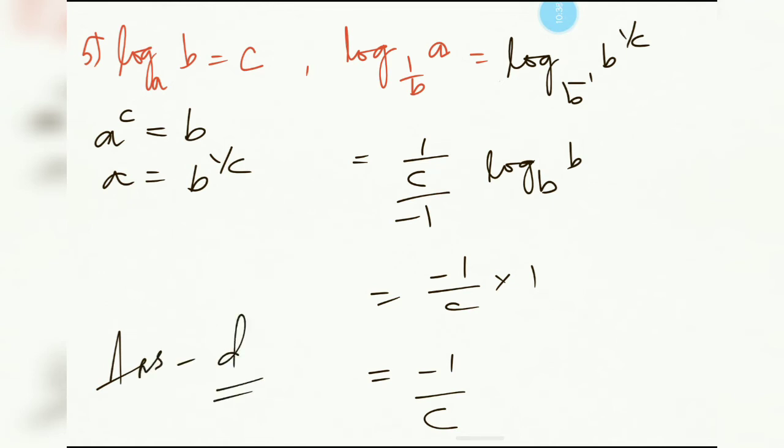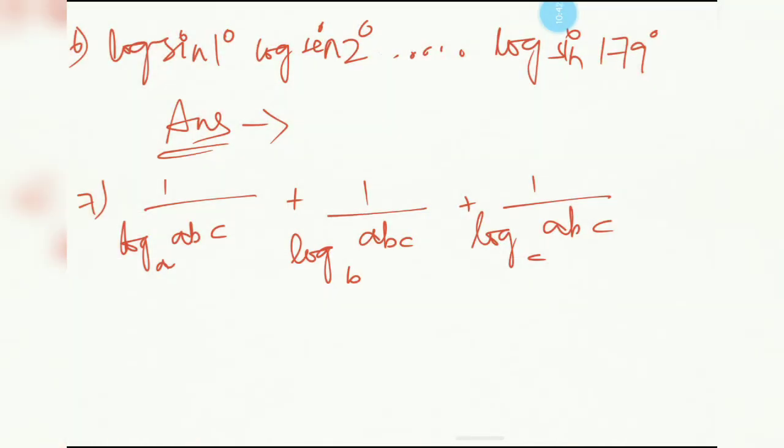Okay. Now let's move on to the next question. The sixth one: log sine 1 degree into log sine 2 degree, and so on up to log sine 179 degree, is 0, because when you multiply all the values, sure it is going to be 0, which is option A.